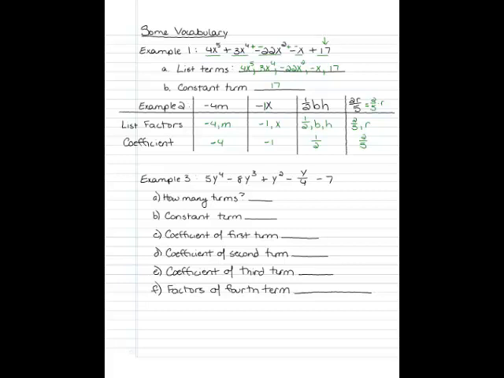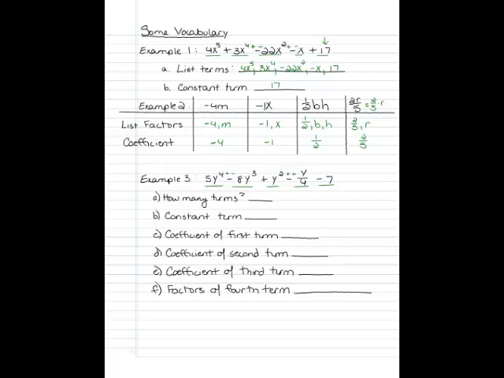Now example 3 kind of puts all of these definitions together into the same problem. Here you have the expression 5y to the 4th minus 8y cubed plus y squared minus y over 4 minus 7. And starting out with part A, how many terms are there? Well, the terms are 5y to the 4th, remember plus a negative here, so negative 8y cubed, y squared, again plus a negative, y over 4, and plus a negative 7.